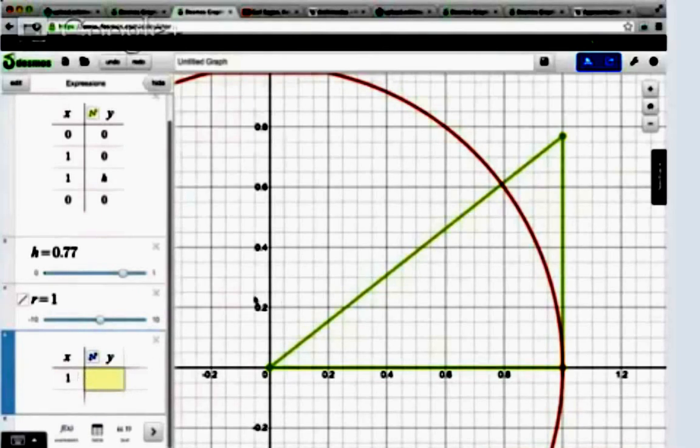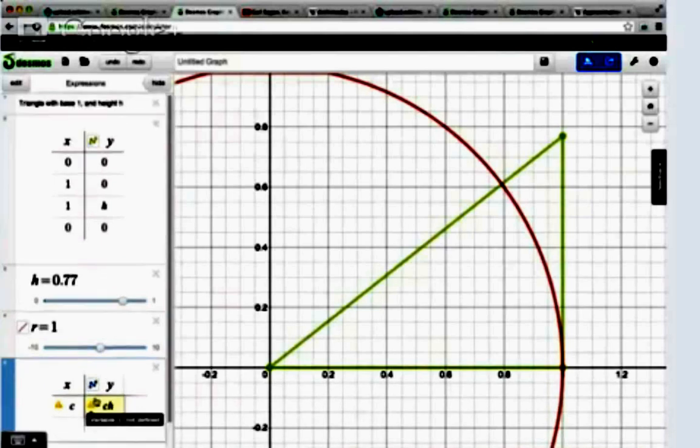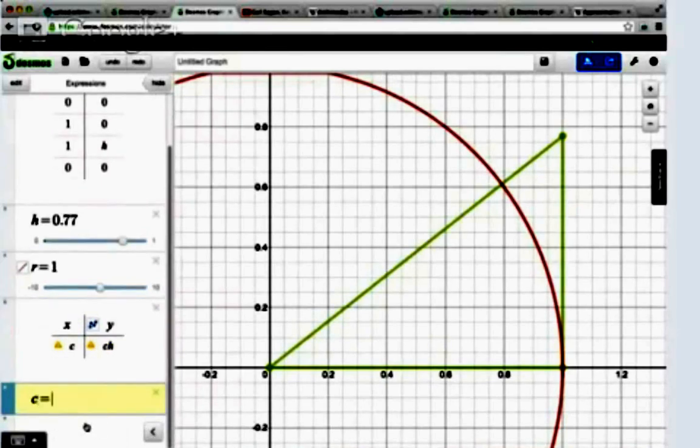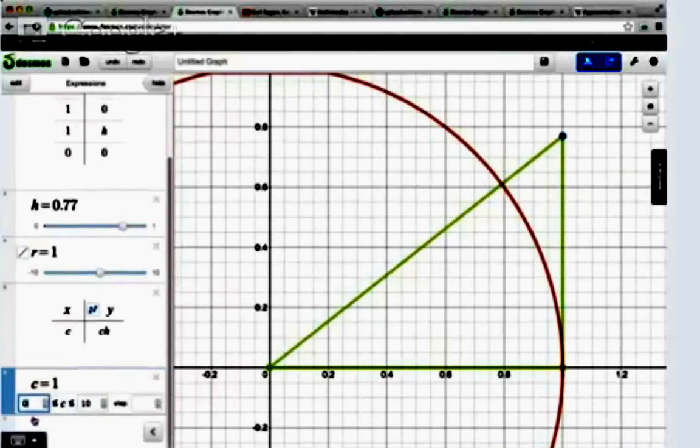And so we know that the point we want is going to be somewhere on the top line. So let's just make this an adjustable point too. So its x value is c, that could be anything. And the y value, in order to be on our triangle, should be ch. So I can go ahead and define c. We'll let c slide between 0 and 1.